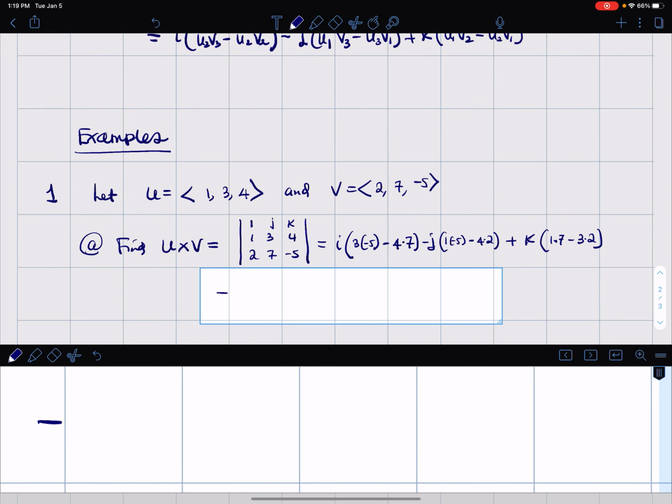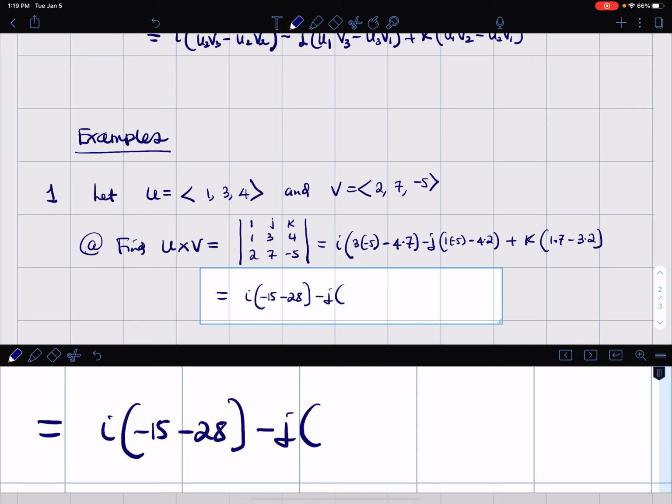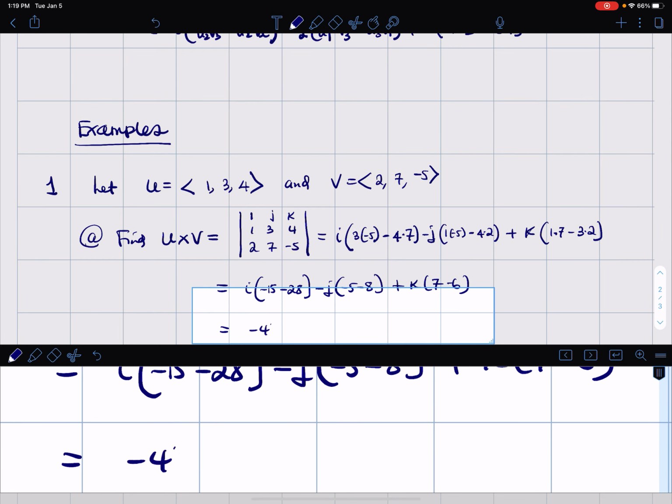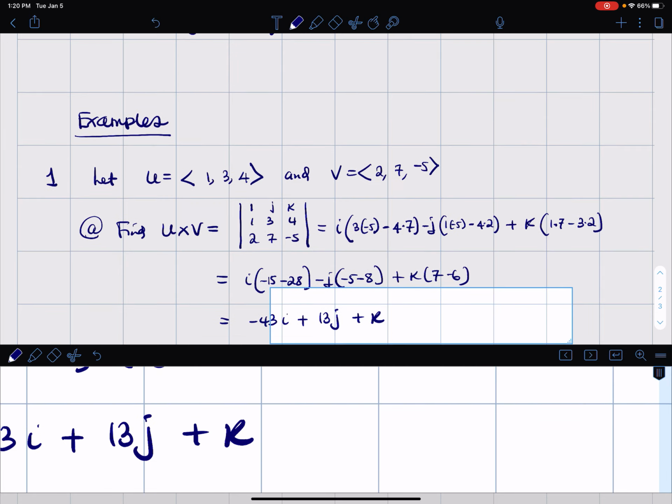Okay, so this is going to be equal to i times (negative 15 minus 28), minus j times (negative 5 minus 8), plus k times (7 minus 6). So this should give us negative 43i plus 13j plus 1k. Or we can write it like this: (negative 43, 13, 1). Okay.